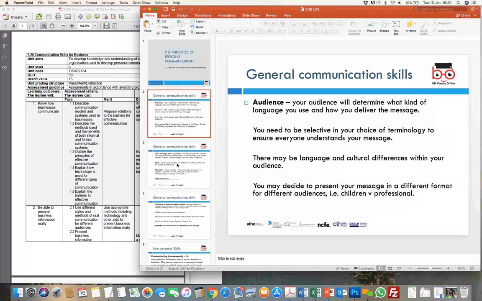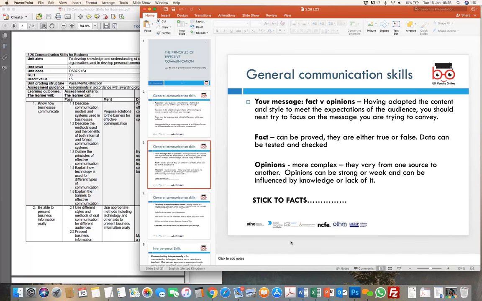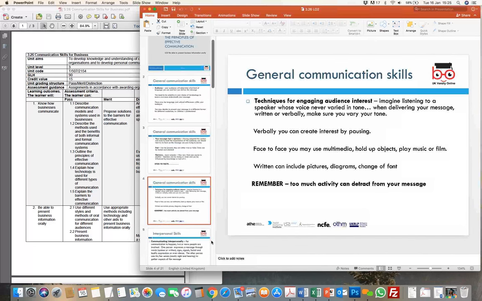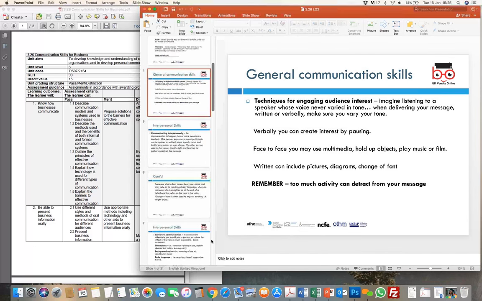So here, what we're trying to understand is three things. What we need to understand when we talk about audiences, we talk about facts and opinions, and what the differences are when we do communication in what situations. Now, the other thing I would look at is that sometimes you also have certain techniques to deliver a message. The reason for using techniques while delivering messages is to try and engage with the audience.